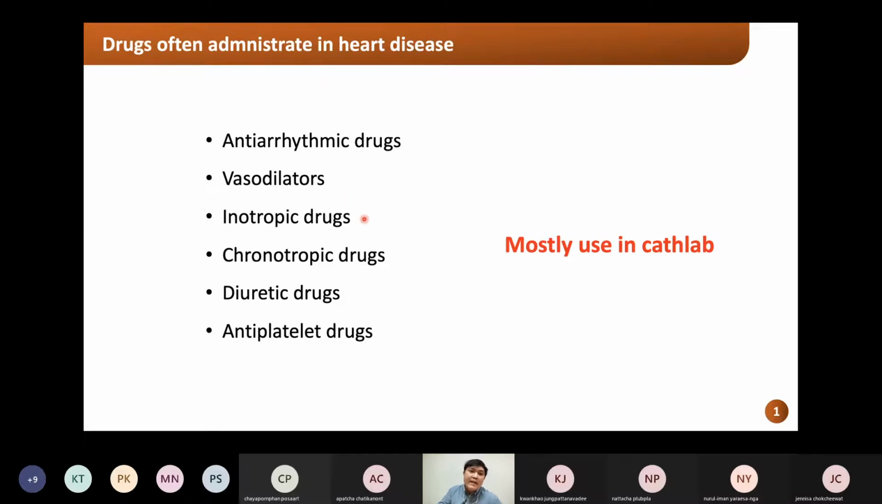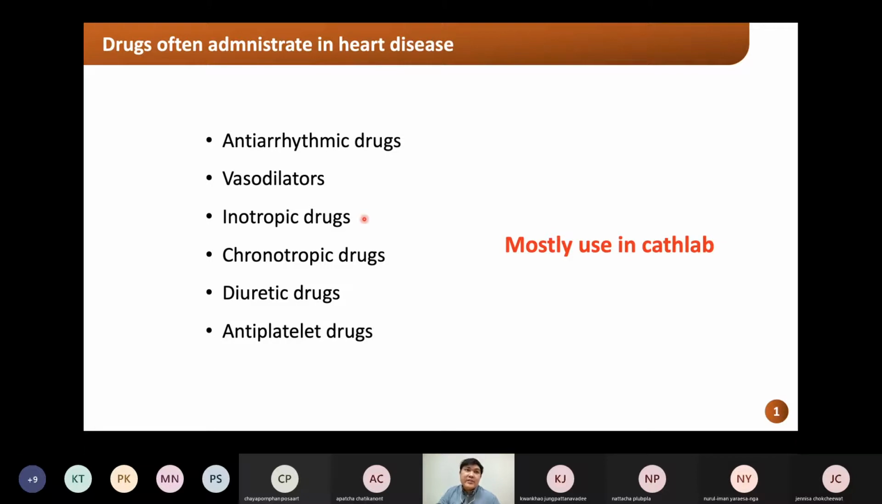And the third one is inotropic drugs. Inotropic drugs are drugs that can induce or increase the contractility of heart muscle. In some cases, the patient has a low LVEF, low left ventricular ejection fraction, or less wall motion. So the physician might give this kind of inotropic drug to increase the strain of the heart pumping, and eventually it also increases stroke volume, right?